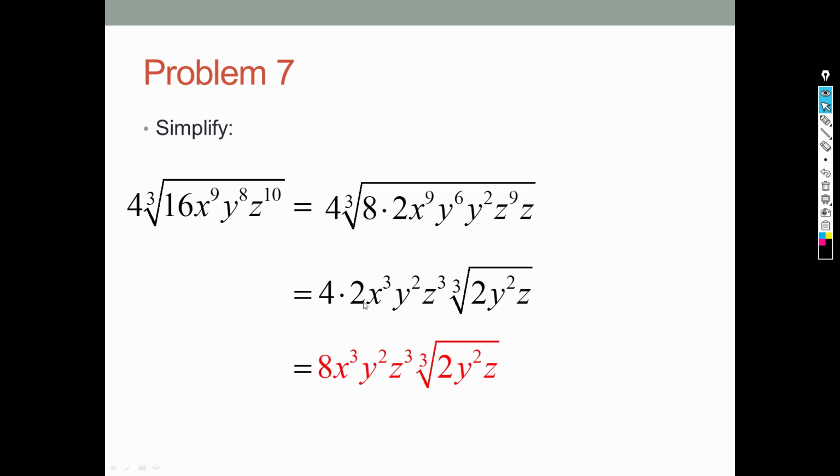And then we just multiply the 2 and the 4 to get the 8. And then we just bring down the other ones, x to the 3rd, y squared, z to the 3rd, and the 2, y squared, and the z stay under the radical.